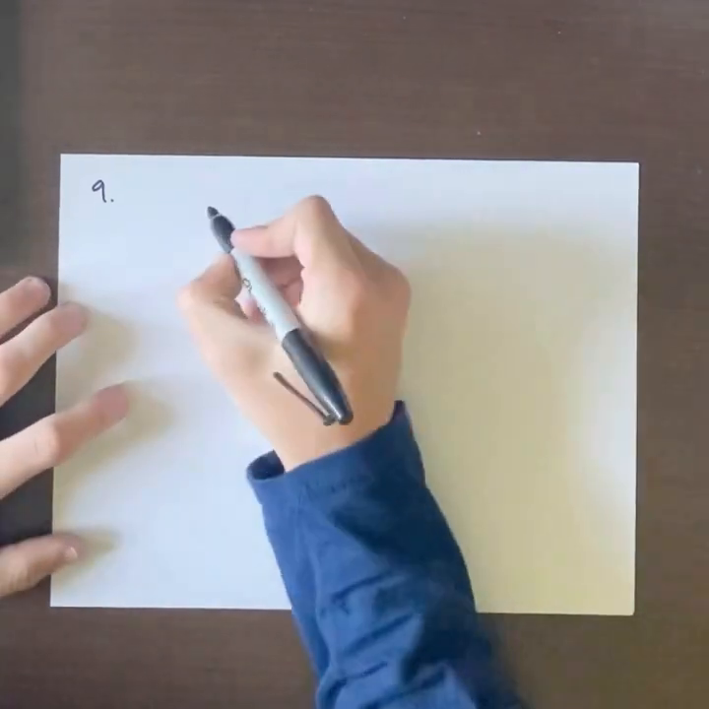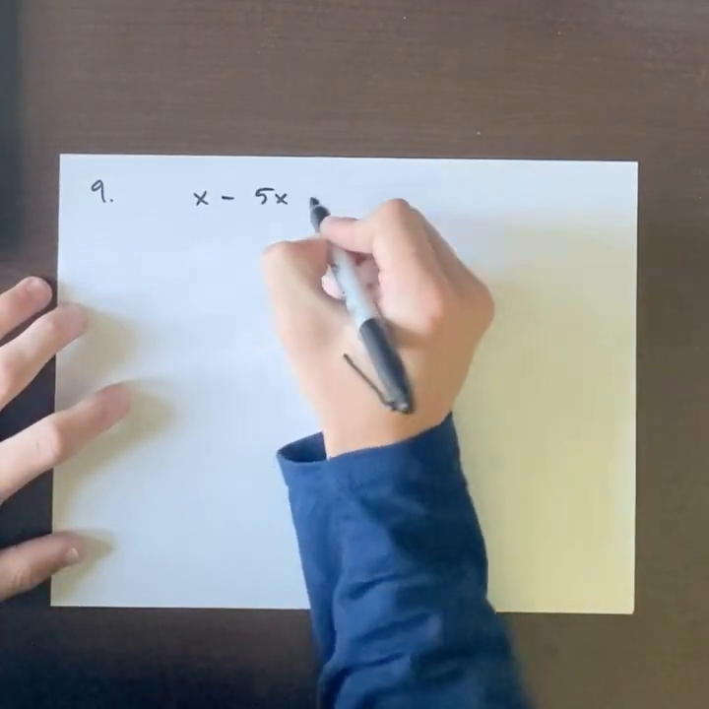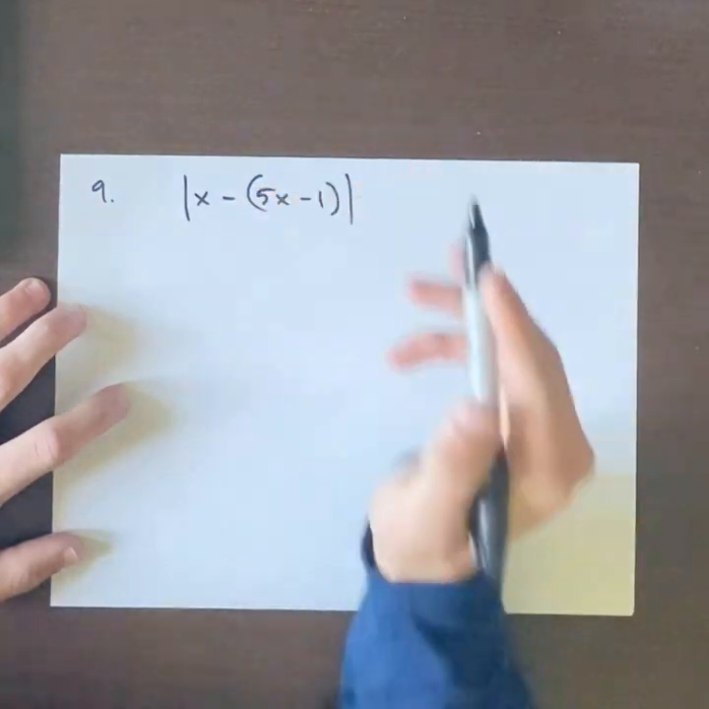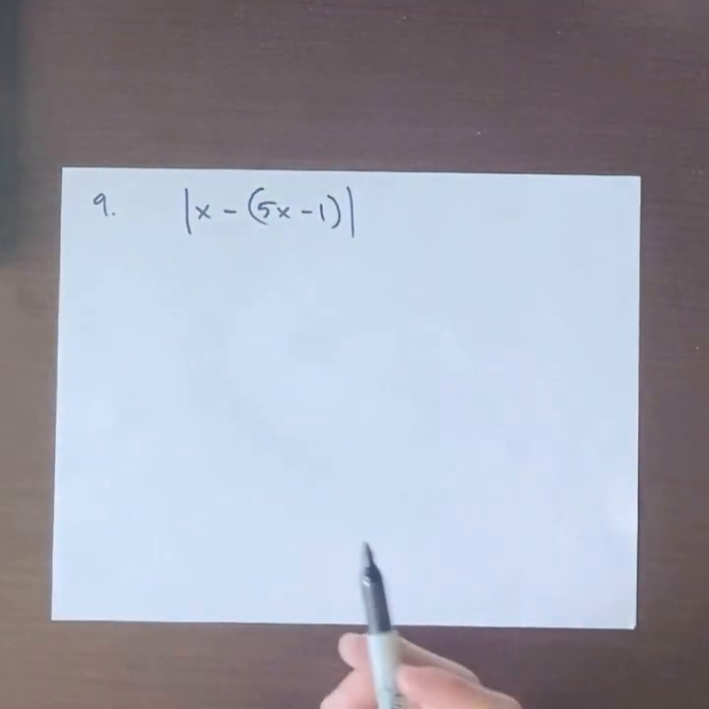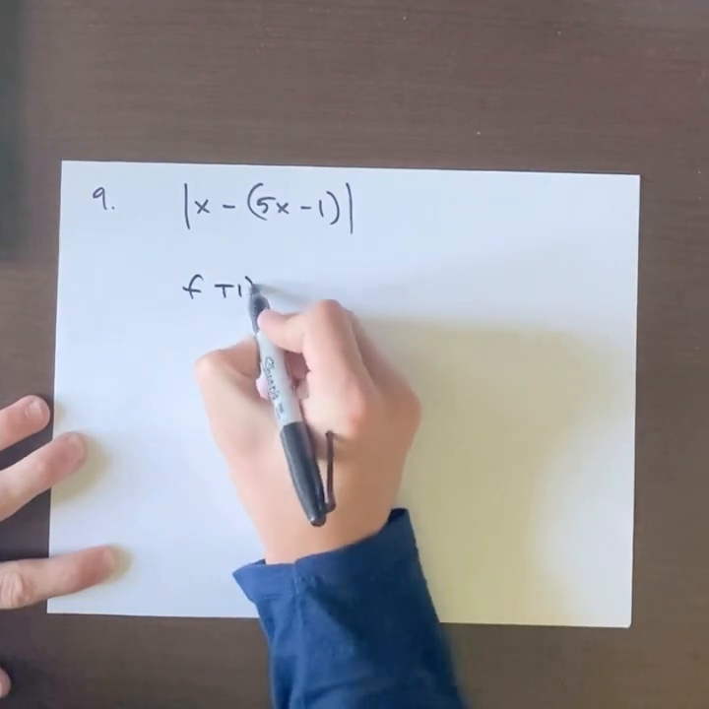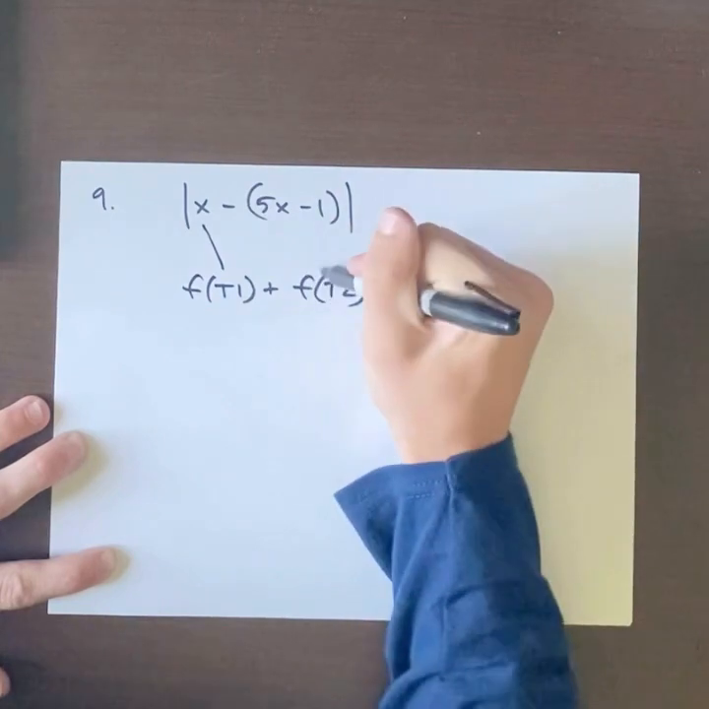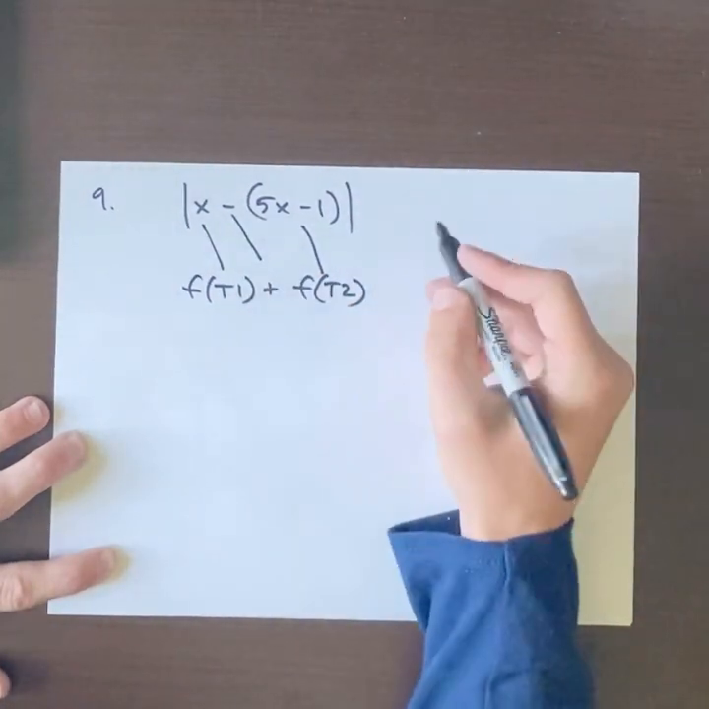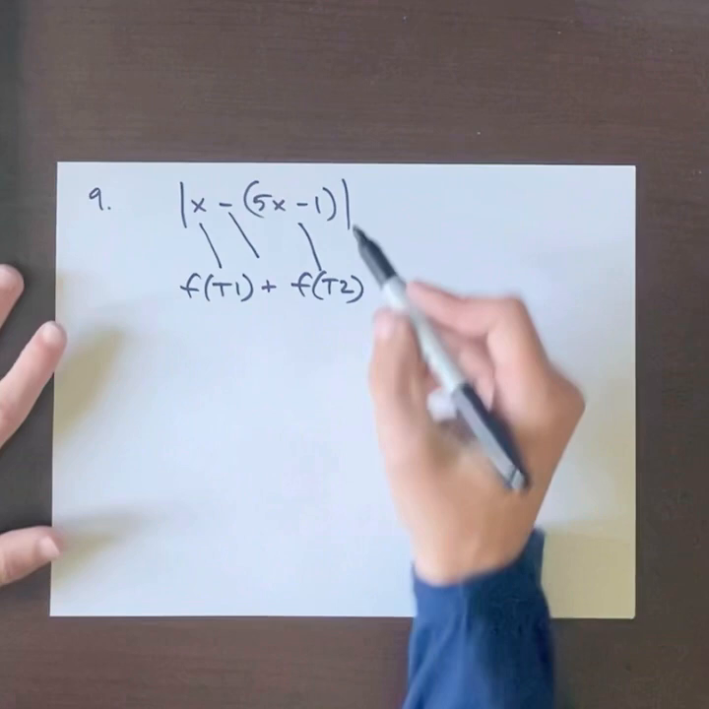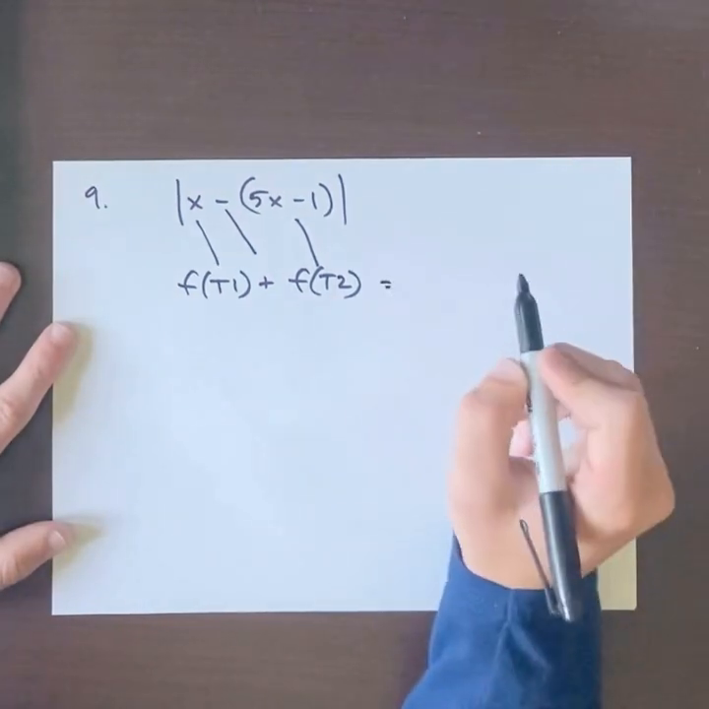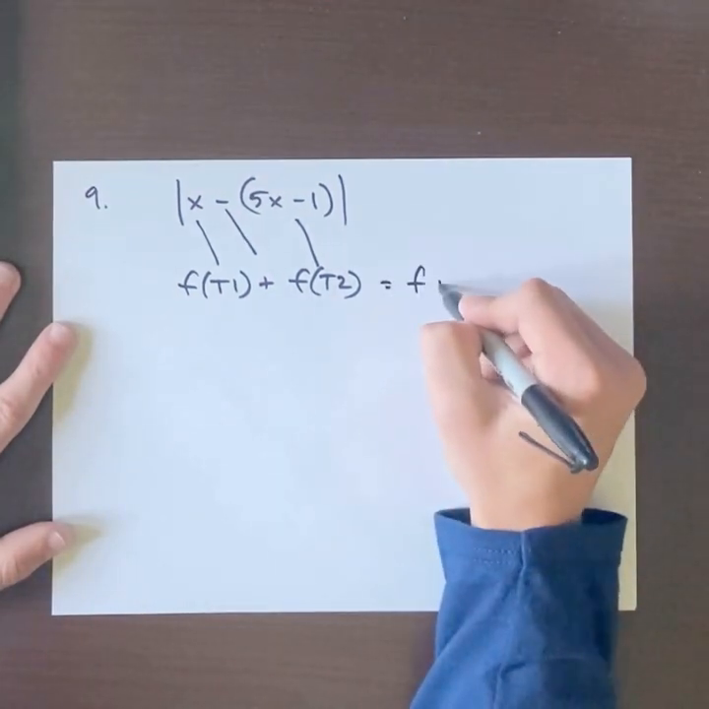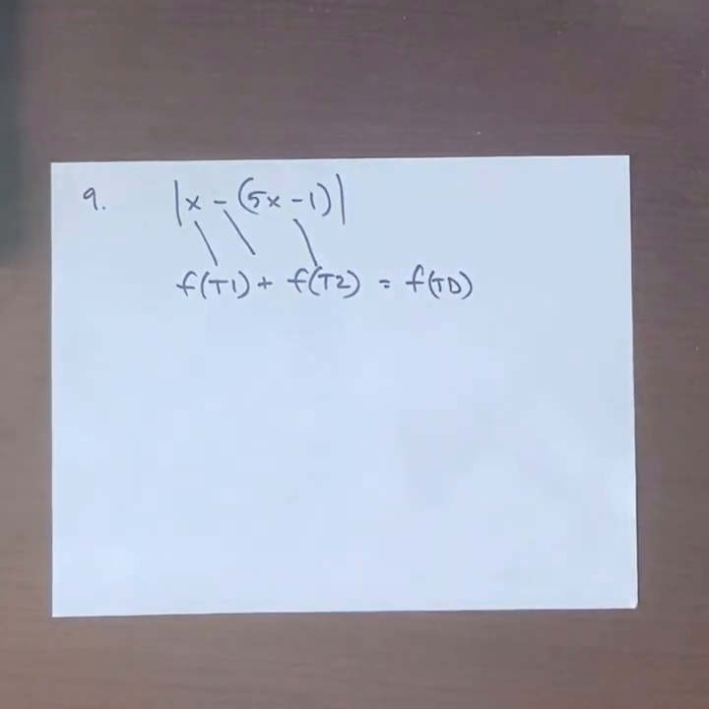Alright, for number 9, it asks us, is the nonlinear function a combination of others? And that function is x minus 5x plus 1, all absolute valued. And yes, it is. It's the function of temperature 1 plus the function of temperature 2. Since that's equal to that, that's equal to that, and it's a minus sign because we are actually finding the difference, and that's also why it's an absolute value, because this is the temperature difference. The function of temperature difference can't be negative because it's a difference.